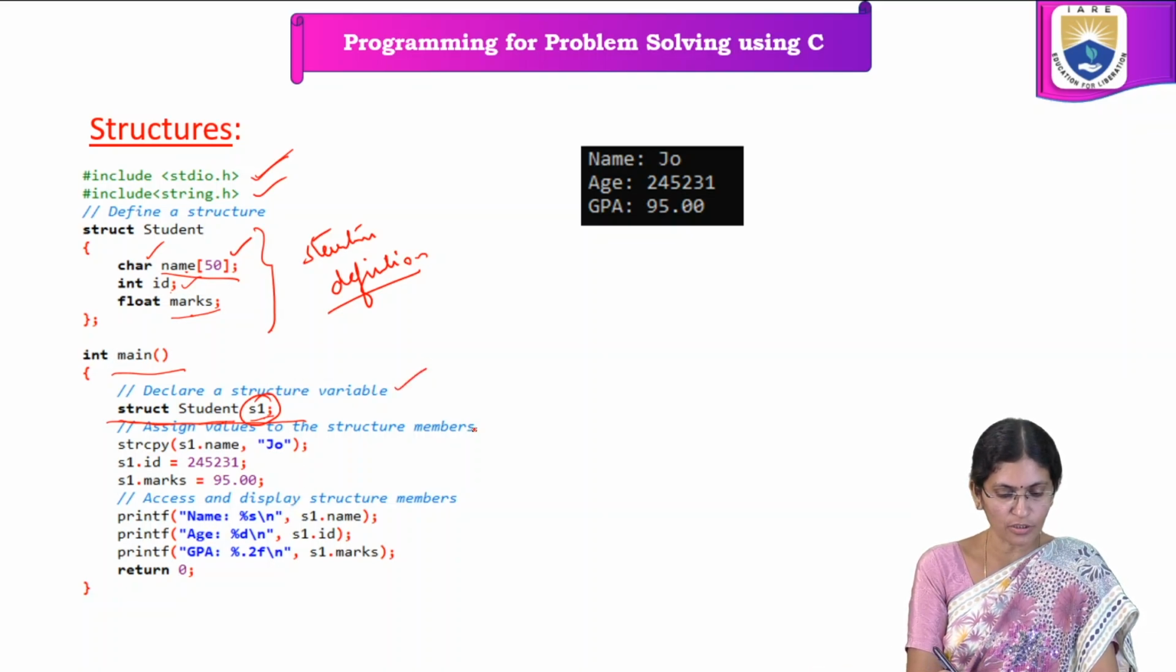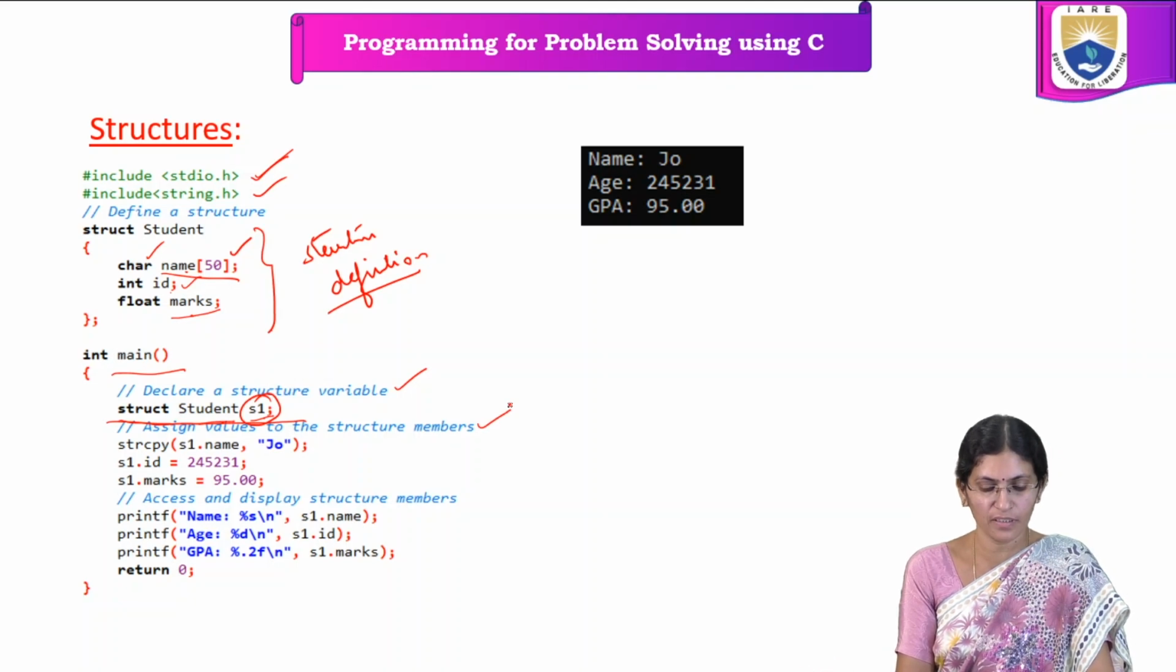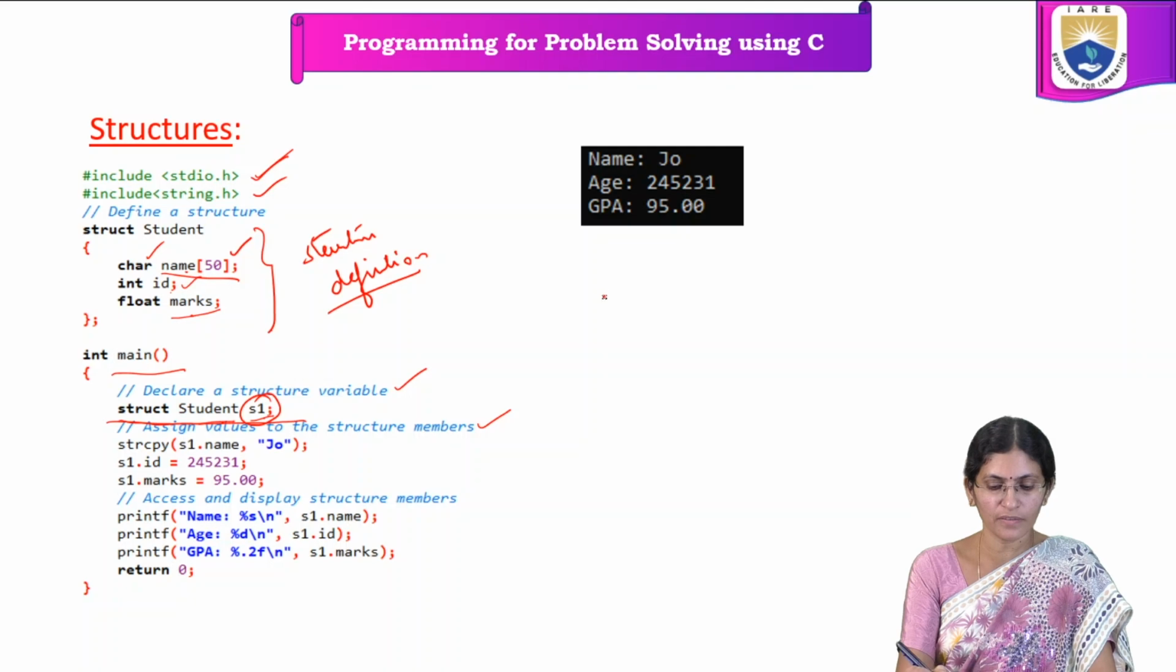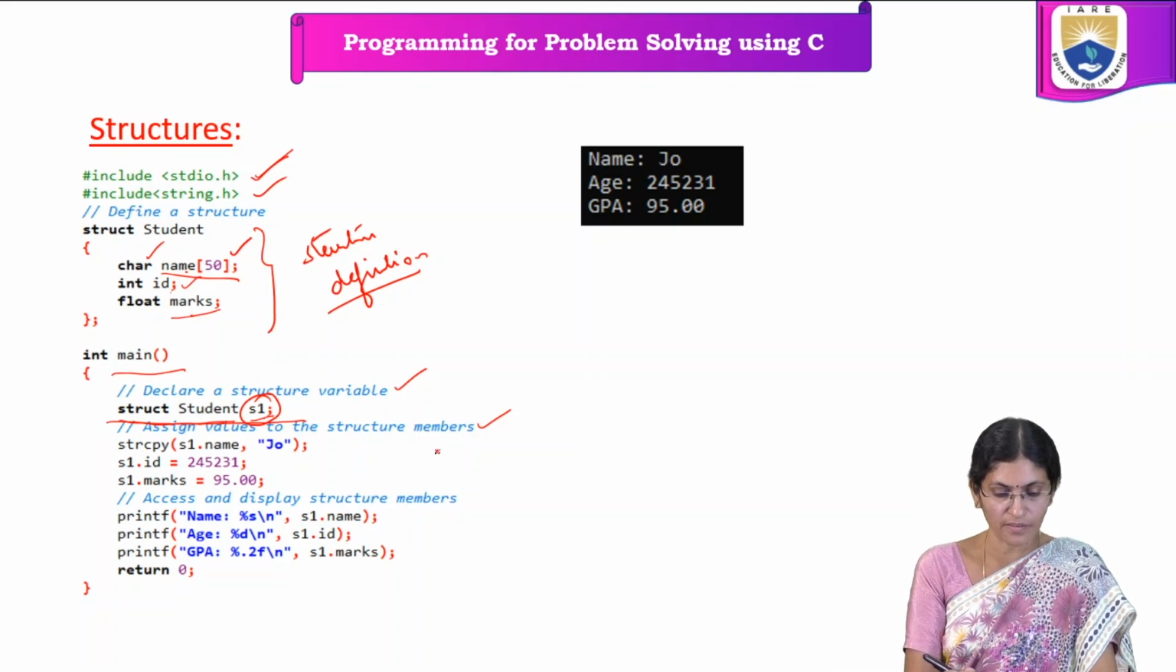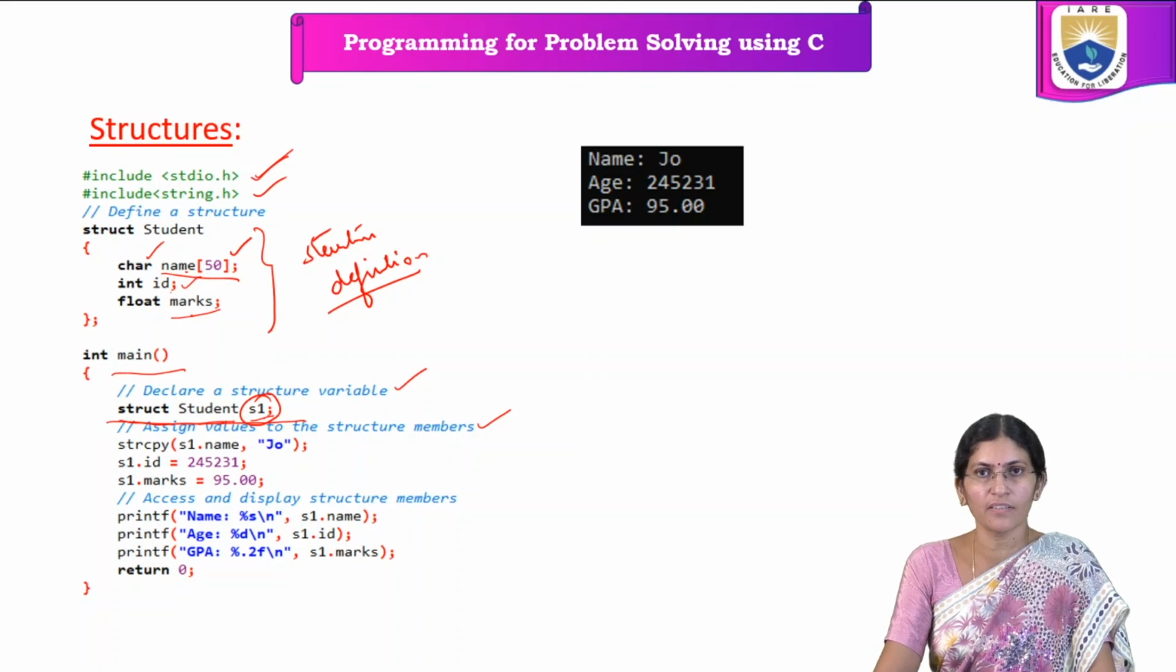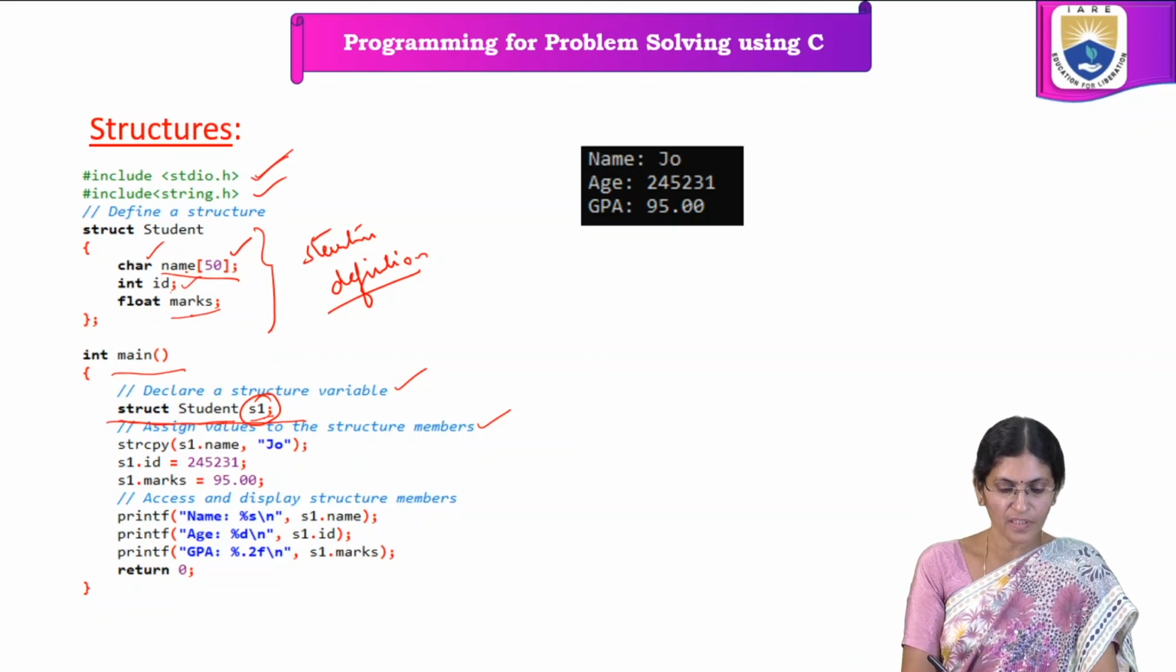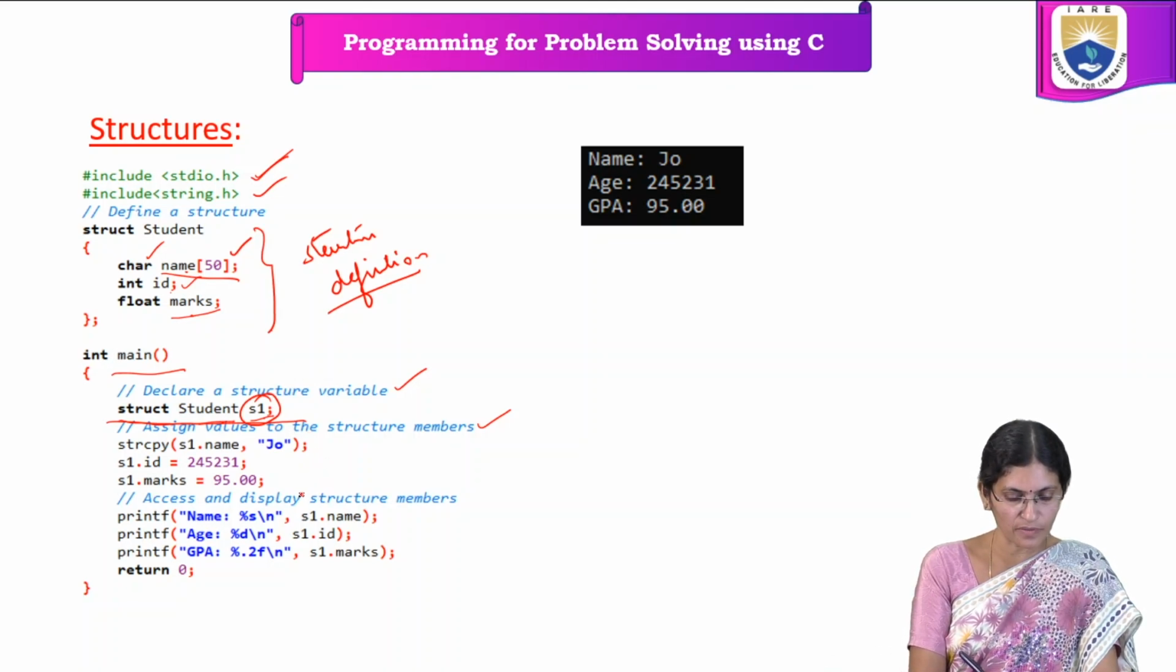Then, in order to assign values to the structure members, there are three methods. First one is using an initializer list, where the order is important. Then, using the dot operator, you can assign values. And the last one is using a designated initializer list, where the order is not important. You can assign values in any order. We have used the second method here. Out of the three methods, you can use any of them.